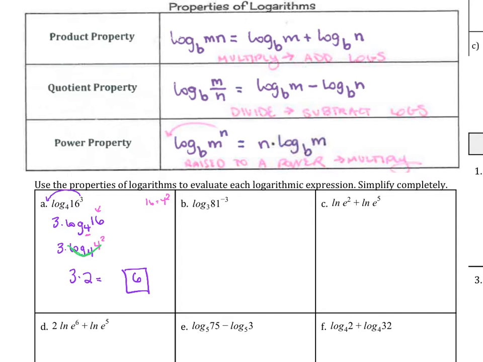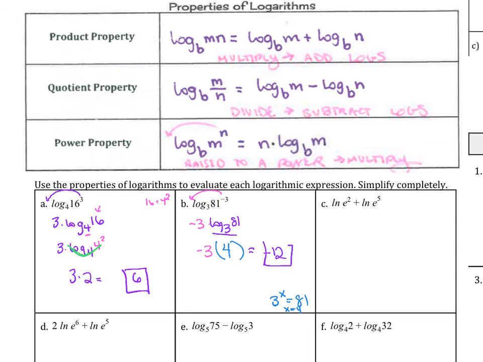Log base 3 of 81 to the negative 3. So again, I'm going to move that exponent to the front: negative 3 times the log base 3 of 81. Now you can think about evaluating this. Let's do that a different way. So remember, that's 3 to what power equals 81? Well, that is x equals 4. So therefore, log base 3 of 81 is just 4. And then now we drop down the negative 3 times 4, and so this answer is negative 12.